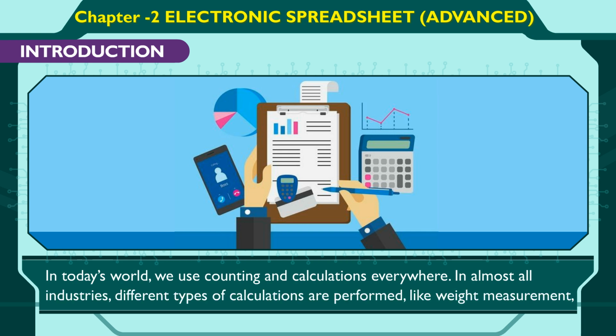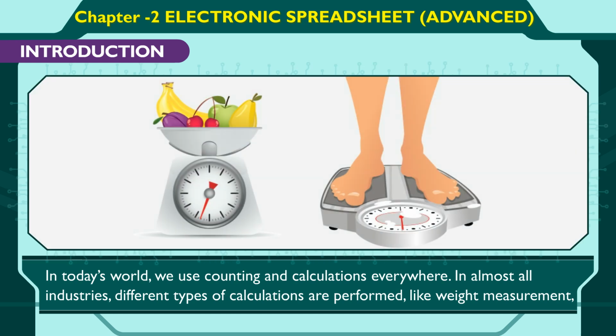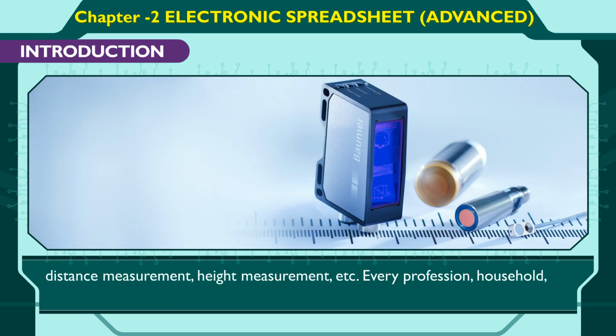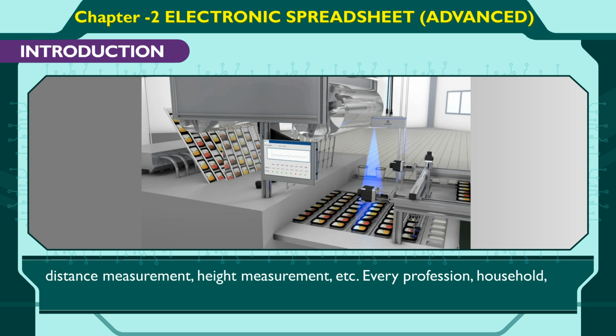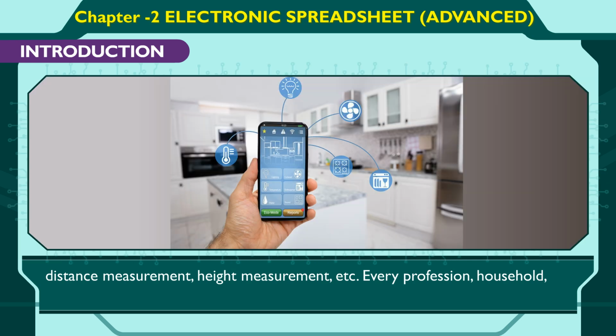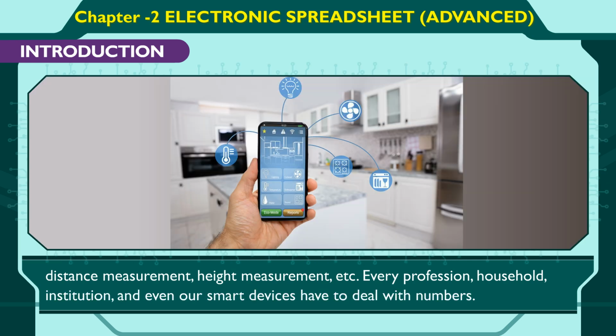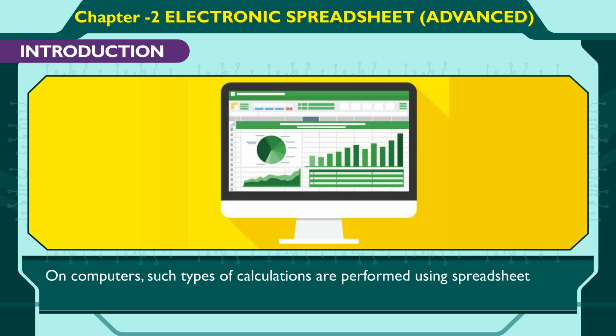Different types of calculations are performed, like weight measurement, distance measurement, height measurement, etc. Every profession, household, institution, and even our smart devices have to deal with numbers. On computers, such types of calculations are performed using spreadsheet programs.